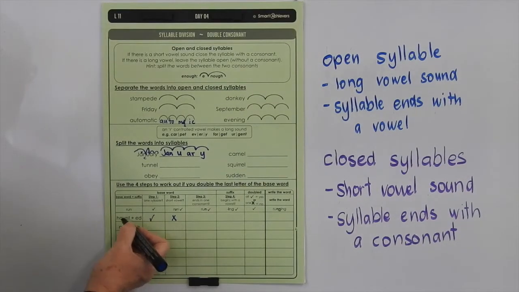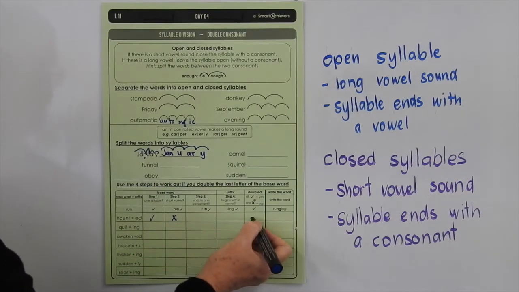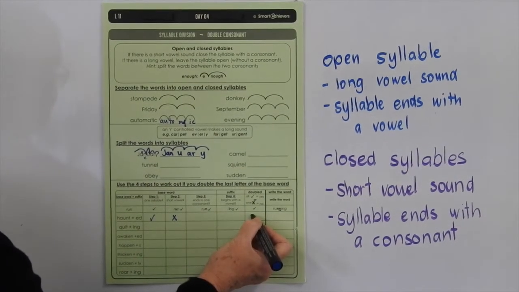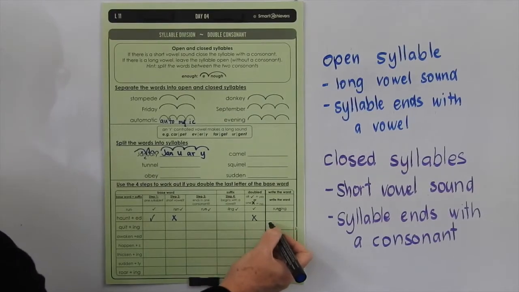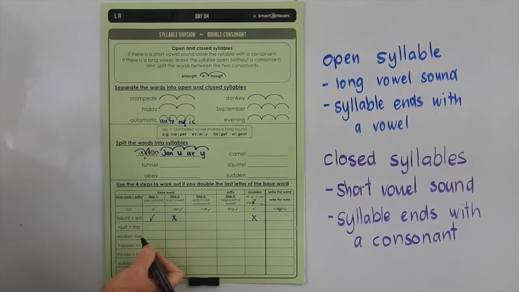So haunt was a one-syllable word. "Au" is not a short vowel sound. It goes for a long time when we say it. So we put the cross there. So as I said, go straight to the end, put a cross there. As soon as you get a cross, that means you're not doubling that T when you add the ED.